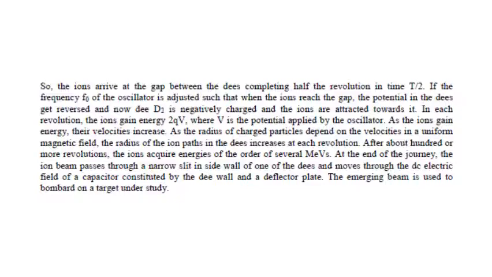After about 100 or more revolutions, the ions acquire energy of the order of MeV, mega electron volt. At the end of the journey, the ion beam passes through a narrow slit in the side wall of the disk and moves through the DC electric field constituted by the Ds. The emerging beam is used to bombard a target under study.